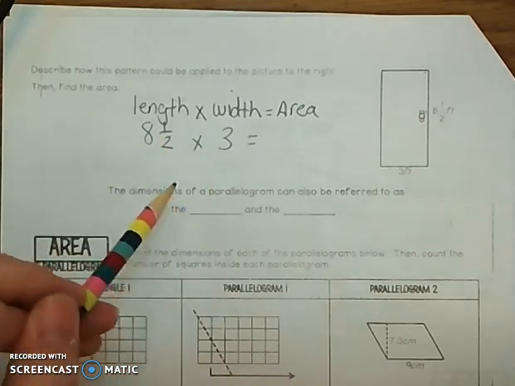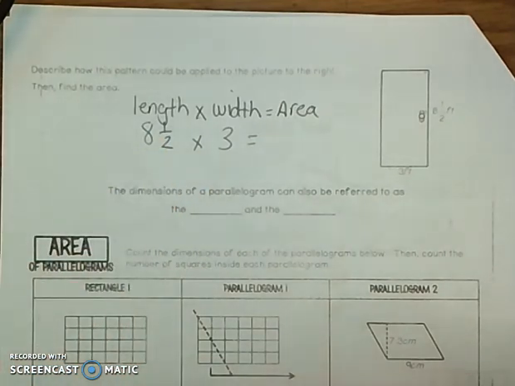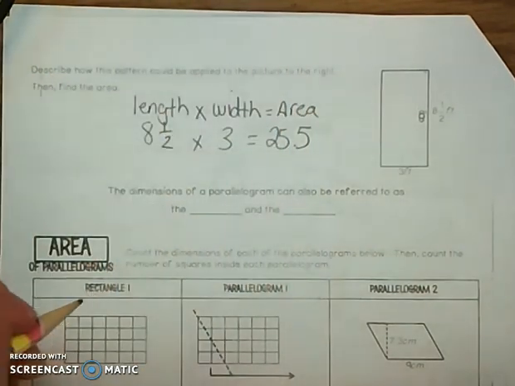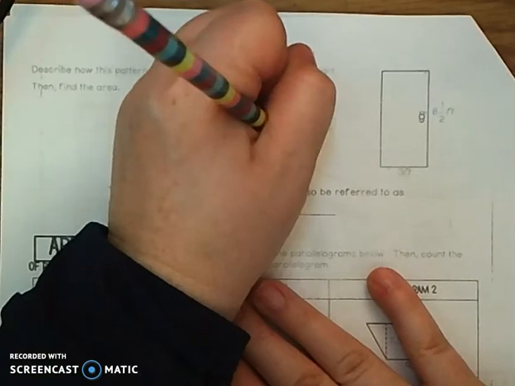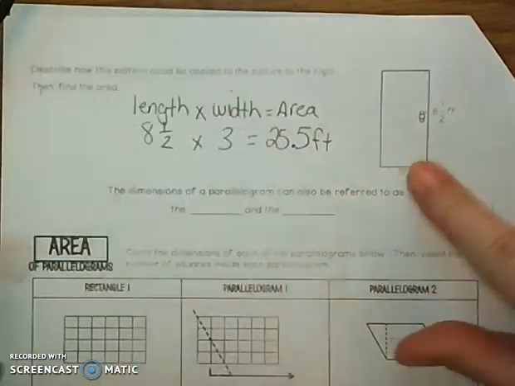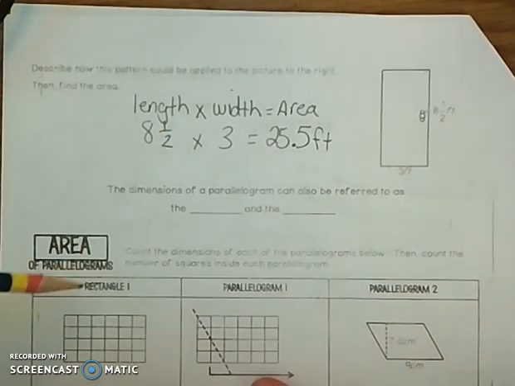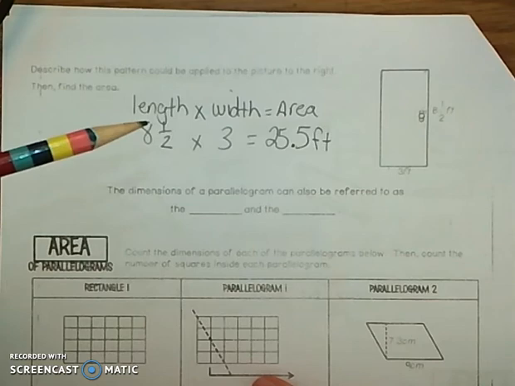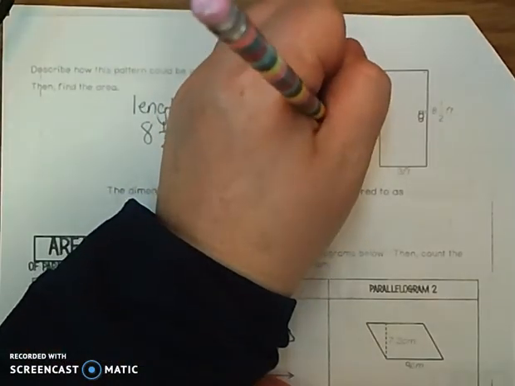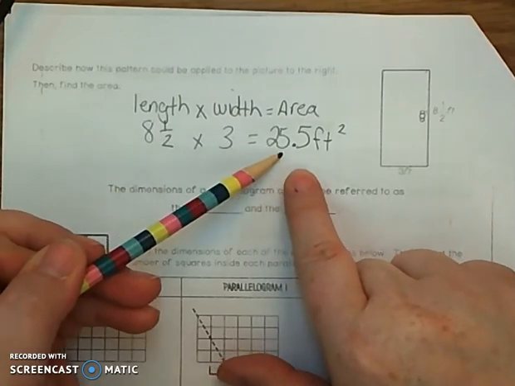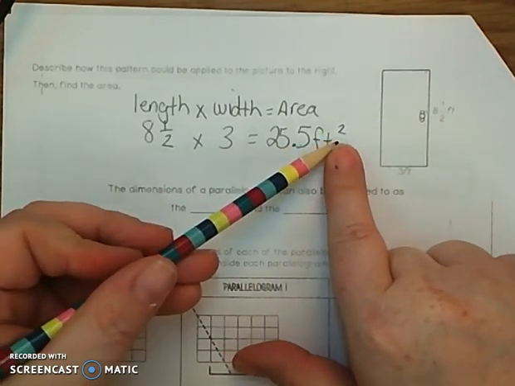So when I multiply those together, I do 8.5 times 3, and that gives me 25.5. So here's the trick. First of all, it's in feet, so we need to put that on there. But remember, I'm finding the number of squares inside. So in math, the number that represents squared is a tiny 2. So this is saying 25.5 feet squared.